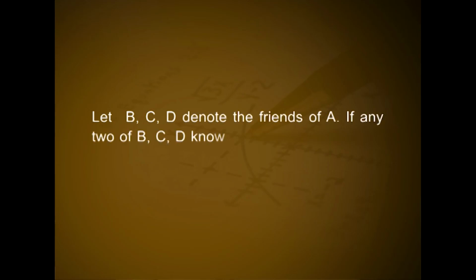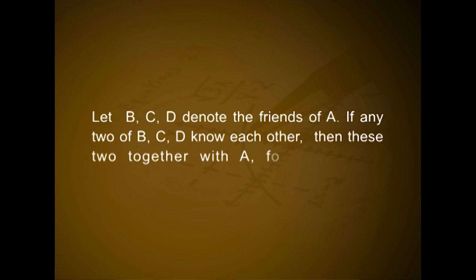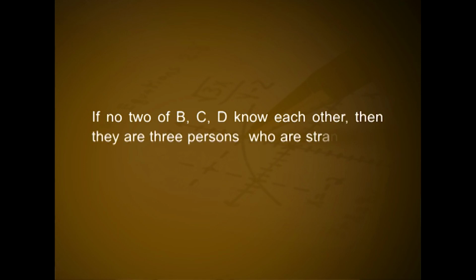Let B, C, D denote the friends of A. If any two of B, C, D know each other, then these two together with A form a friendly threesome. On the other hand, if no two of B, C, D know each other, then they are 3 persons who are strangers to each other.